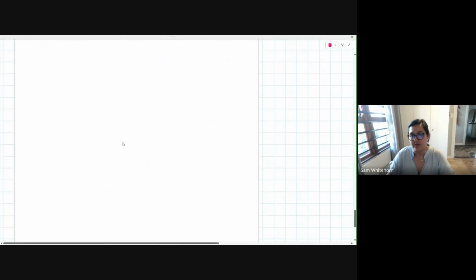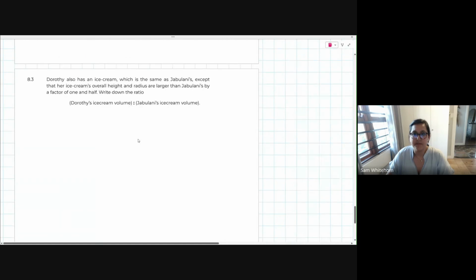Right, I will let you screenshot everything in a second. Let's just have a look at this last one. Dorothy also has an ice cream, which is the same as Jabulani's, except that her ice cream's overall height and radius are larger than Jabulani's by a factor of 1.5. Write down the ratio of Dorothy's ice cream's volume to Jabulani's ice cream's volume.